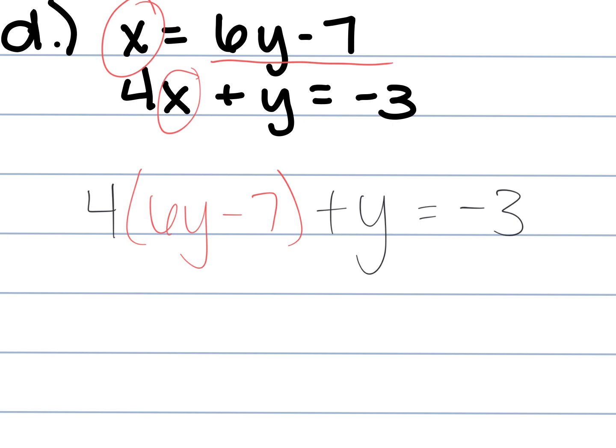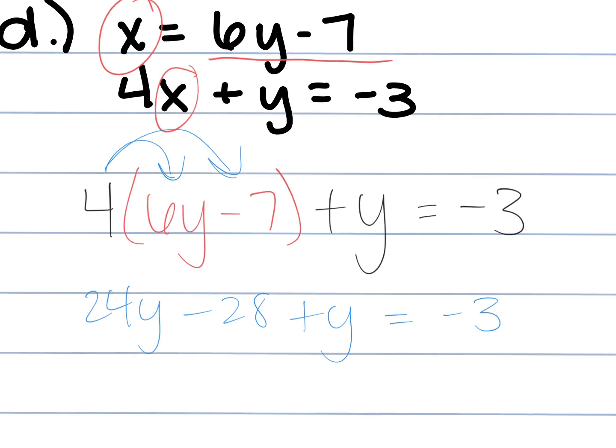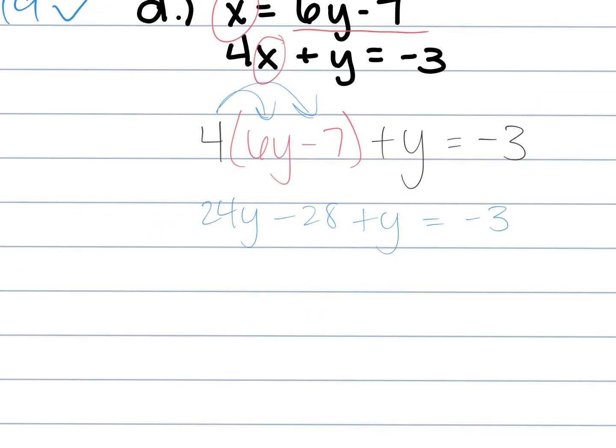Go ahead, Natalie. Okay, so first you multiply 4 with 6y and that equals 24y. Good. Then you multiply 4 with -7, which equals -28. Good. I love how you didn't forget the negative. Keep going. Then you just add on the y outside the parentheses. Why don't you distribute to the y? Because it's not inside of the parentheses. Very good. And it equals -3. Perfect. Then you add the y and the 24y, which equals 25y.